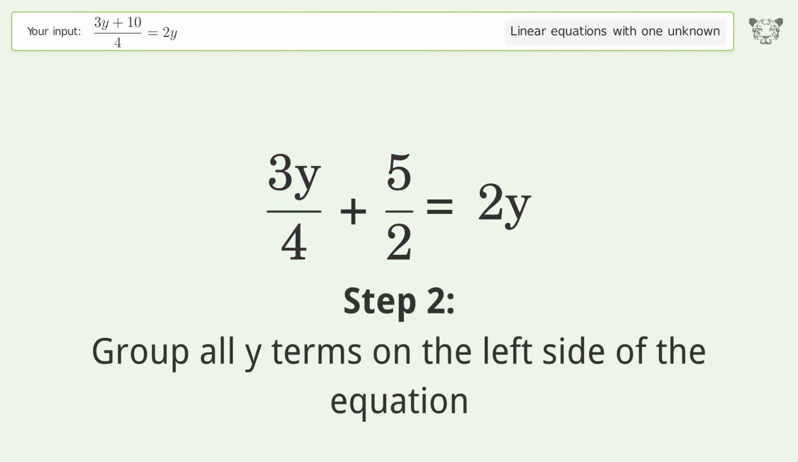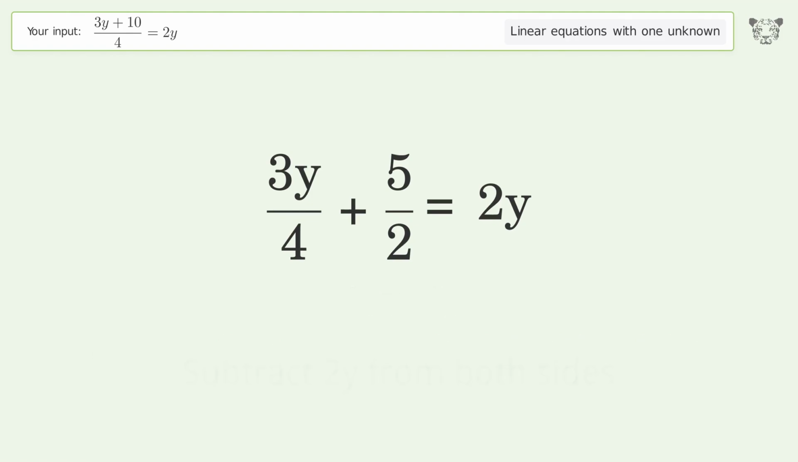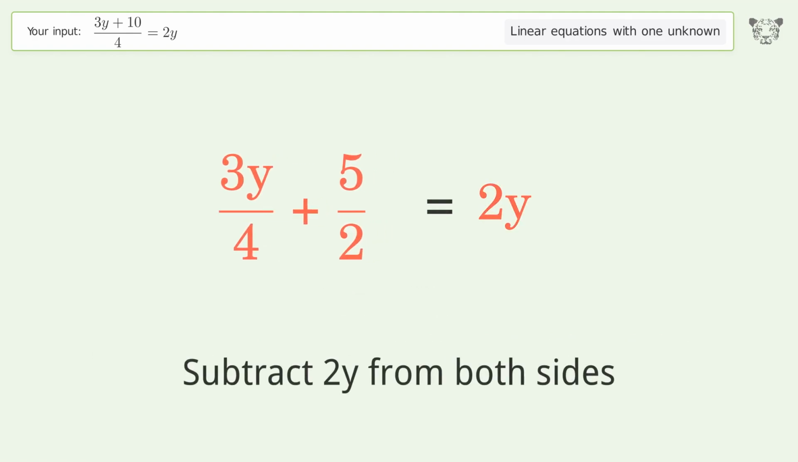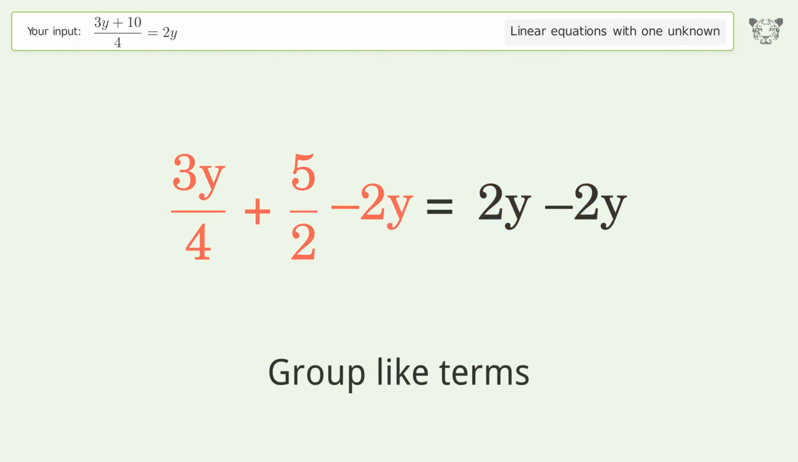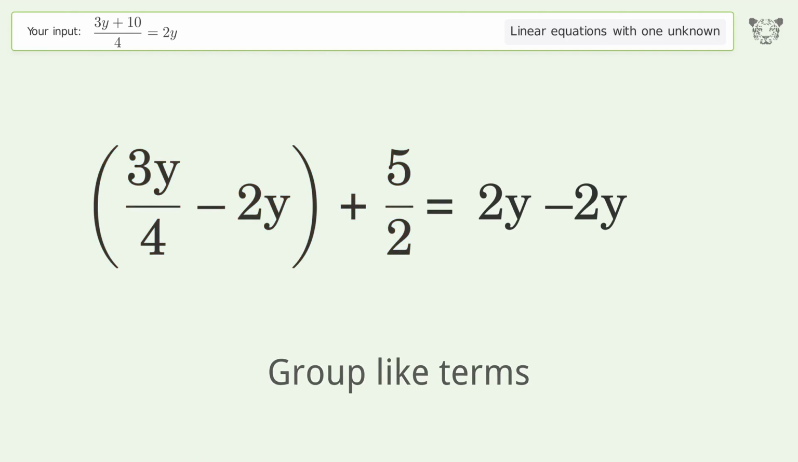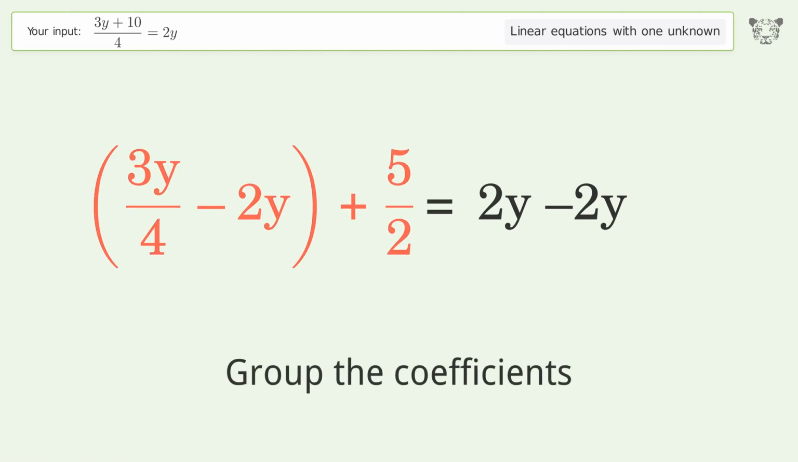Group all y terms on the left side of the equation. Subtract 2y from both sides. Group like terms. Group the coefficients.